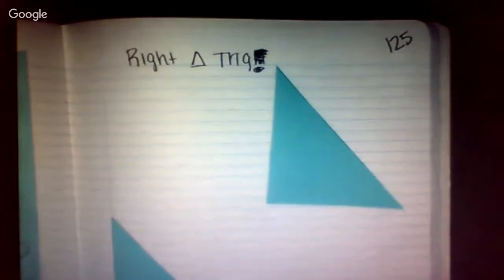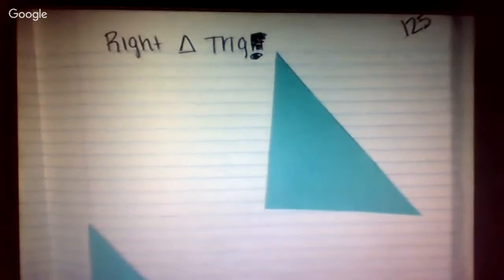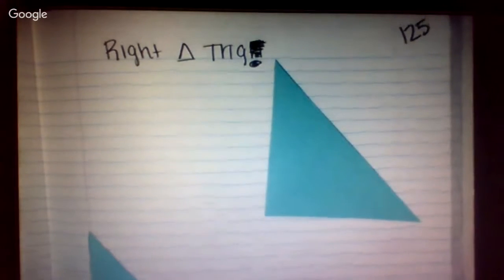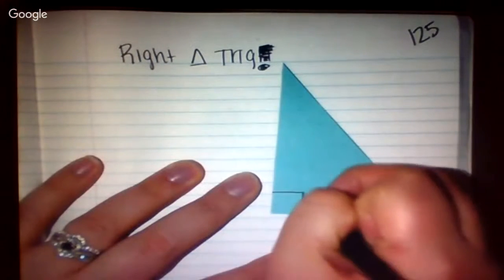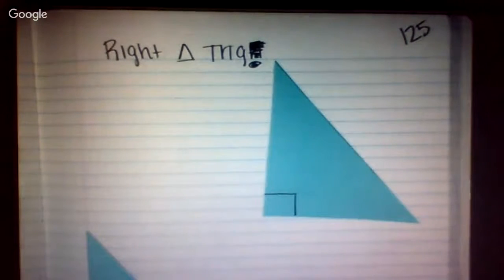Okay. So what we are going to start today is right triangle trigonometry. They shorten it to trig. Okay. So the biggest thing with right triangle trig is you must have a right angle. So if you notice, this triangle has a right angle.